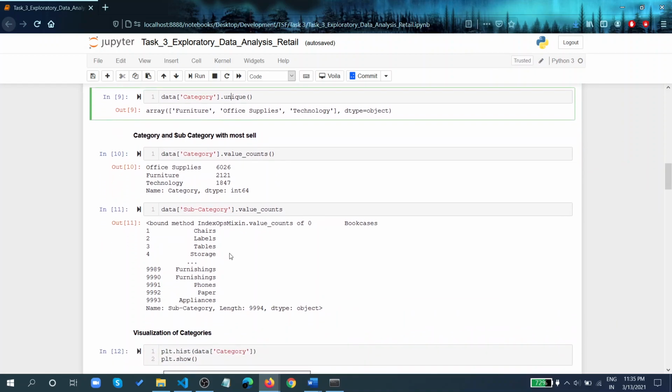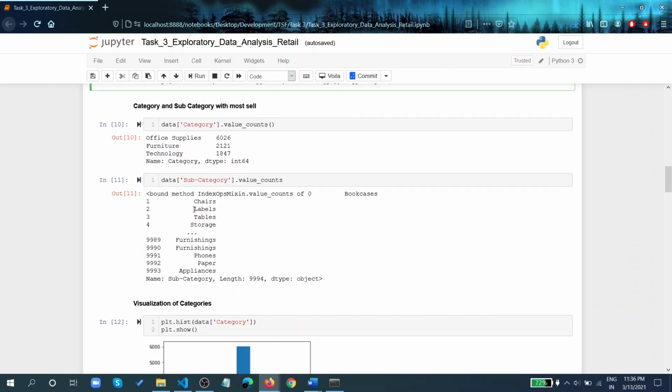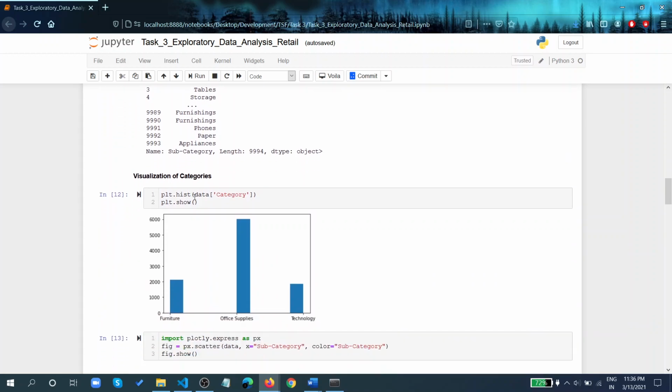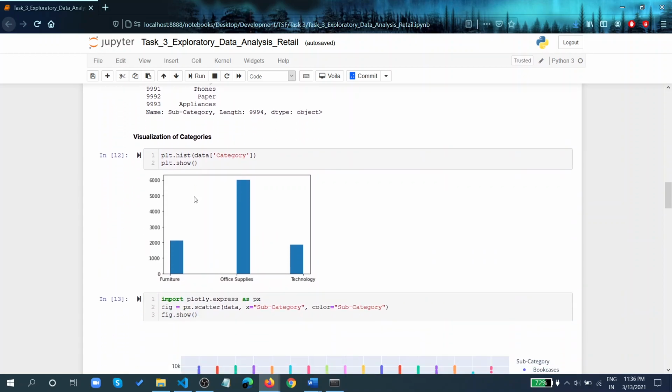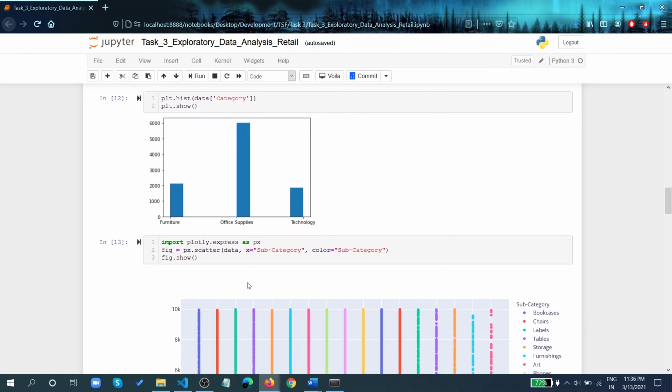Now we are comparing the category and the subcategory with the most sales. So first we are finding the value count of the category column and the subcategory count. So the value count of the subcategory. Then we are visualizing the categories. Here the categories are furniture, office supplies, and technology.